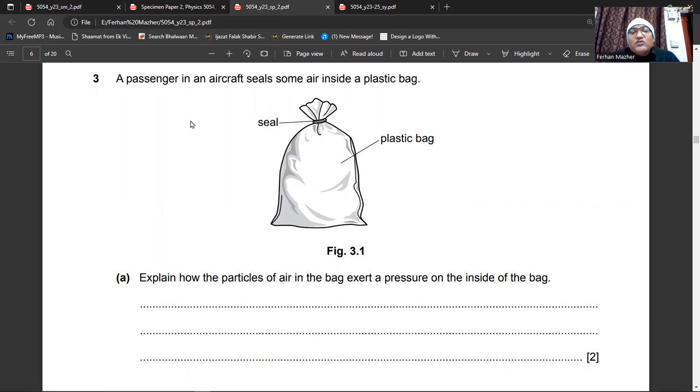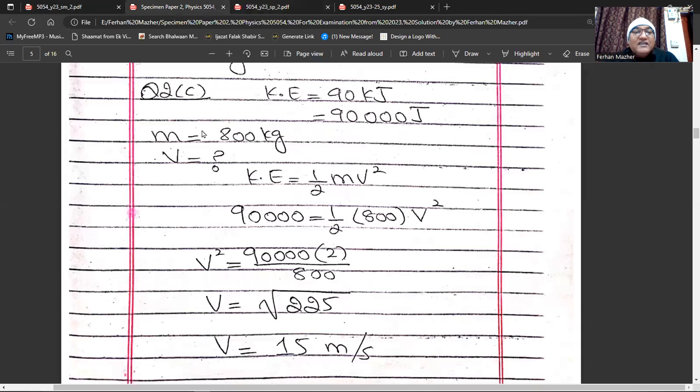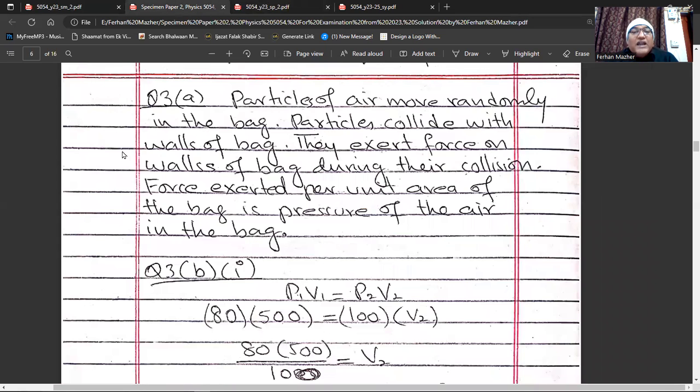So you see the molecules or the particles of the air, they are randomly moving. So during their random motion, what happens? The particles of the air collide with the walls of the plastic bag. When they collide with the walls of the plastic bag, they exert force on the walls of the plastic bag. So that force per unit area of the plastic bag will be the pressure of the gas inside the sealed plastic bag.